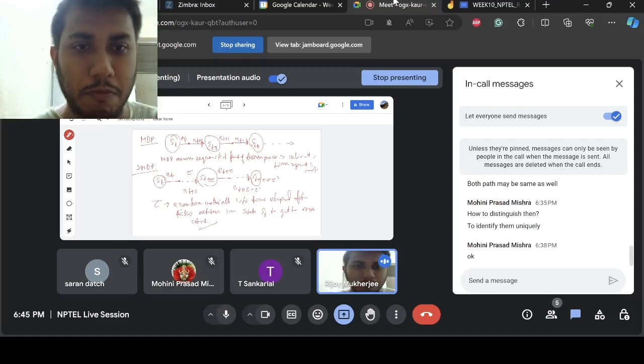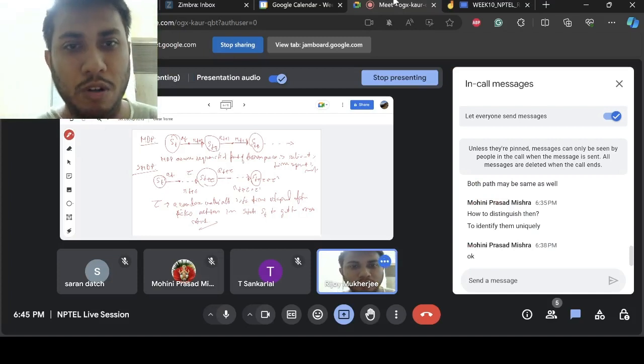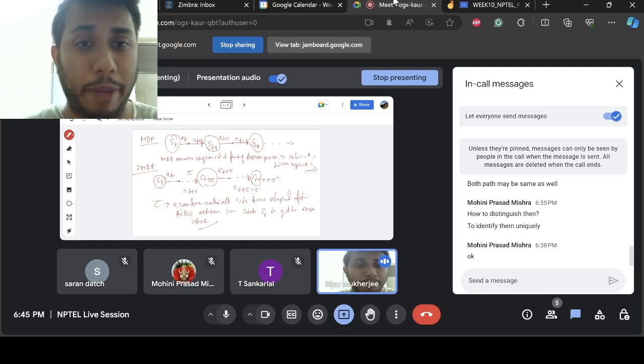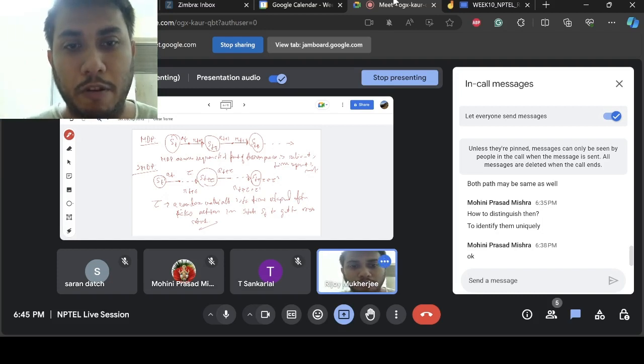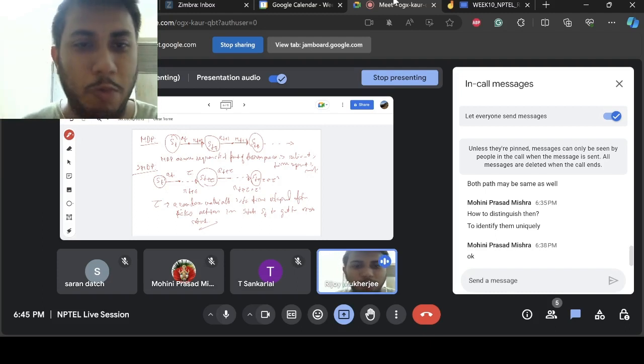So what was there in MDP: you don't care about how much time you have spent when you apply an action from a current state and go to the next state. You don't bother about how much time you have spent, but here you do. So this is basically a definition.